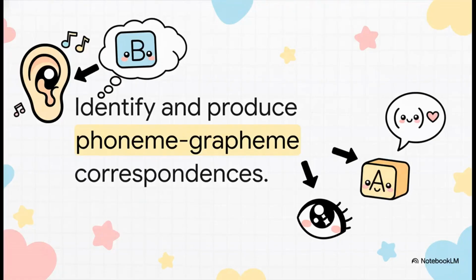So here it is in all its glory, standard K-2.F.P.1. The language might seem simple, but it's incredibly powerful. Our students need to be able to look at a letter and say its sound, but they also have to hear a sound and know which letter or letters make it. It's a two-way street, and that's exactly what we're aiming for.